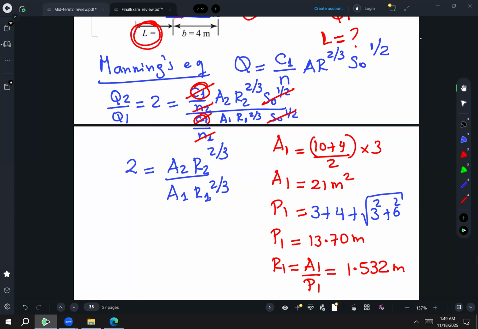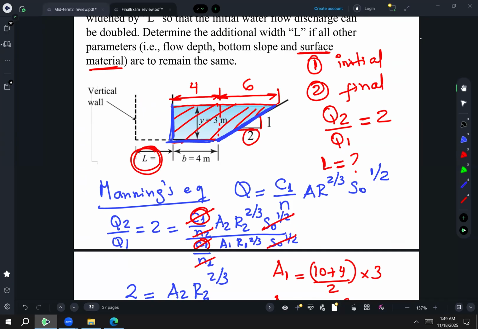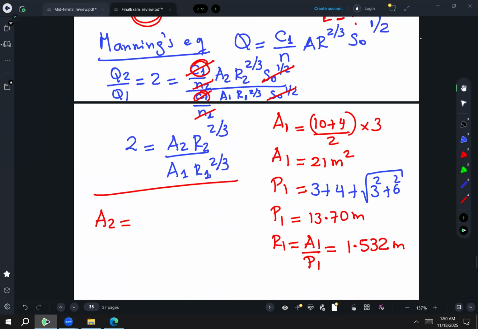Now let's do it for condition 2. What is going to be area 2? Area 2 will be equal to area 1 plus this rectangle. The depth is 3, therefore the area will be area 1 plus 3L. So area 2 will be equal to area 1, which is 21, plus 3L.